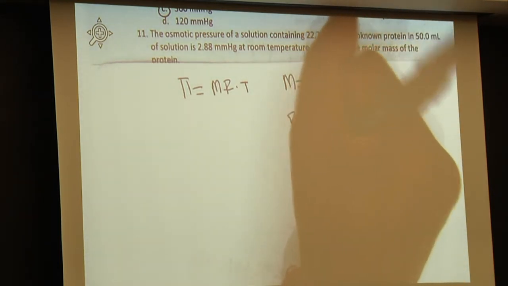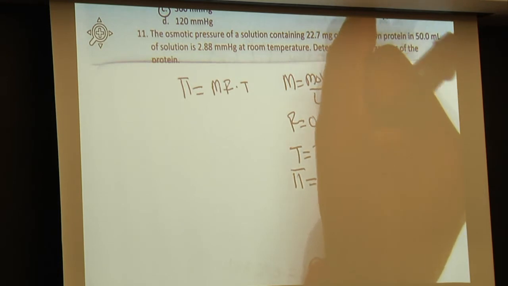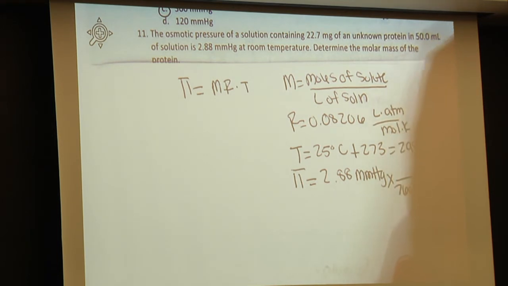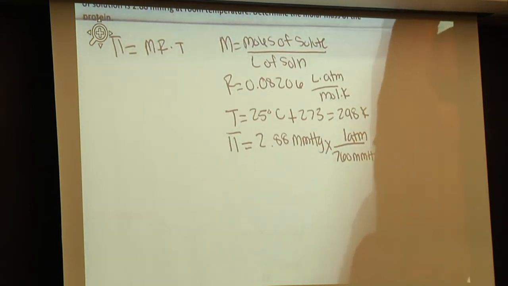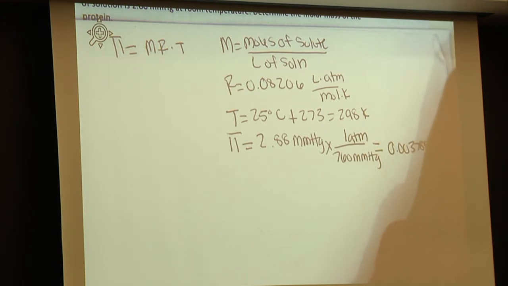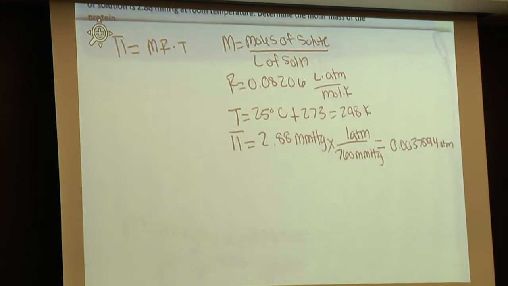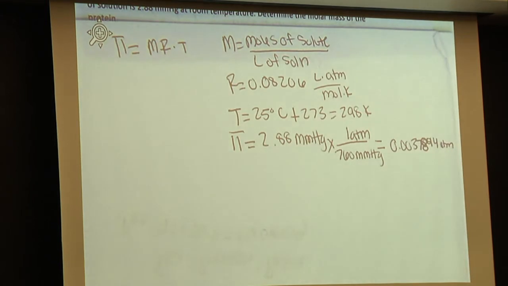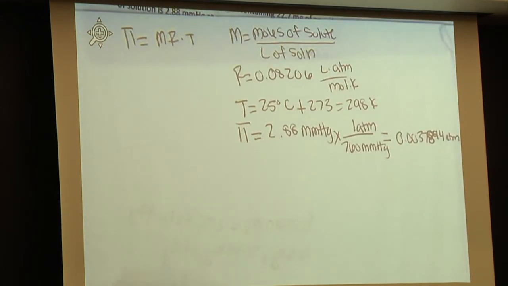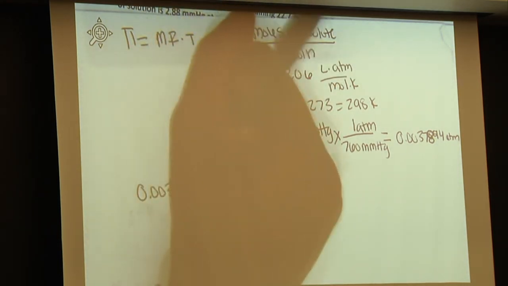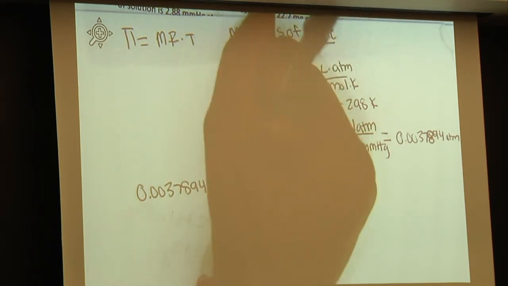So our pressure needs to be in atmospheres, not millimeters mercury. So we have 2.88 millimeters mercury, and the conversion would be 760 to 1 atmosphere. So our pressure should be this in atmospheres, 0.0037894. And then we're just going to plug all of this into our equation. So you'll have 0.0037894 atmospheres, and we're going to solve for molarity.